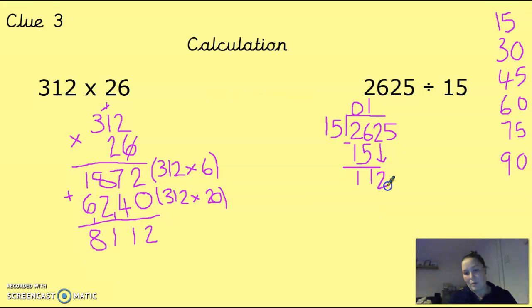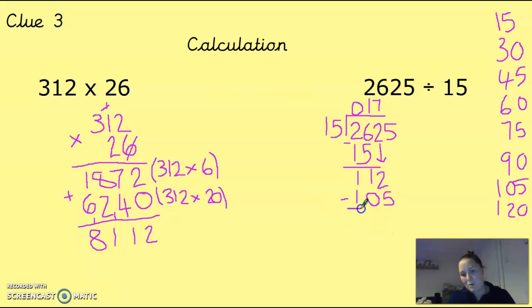And I'll drag a number down. Ooh, 112. I'm going to have to go a little bit further with my multiplication. So I was at 90. Another 15 is 105. Oops, another 15 is 120. And now I can see I've gone past 112, so I'll stop. My closest is 105. So I'll write 105 there. And that is 1, 2, 3, 4, 5, 6, 7 lots.